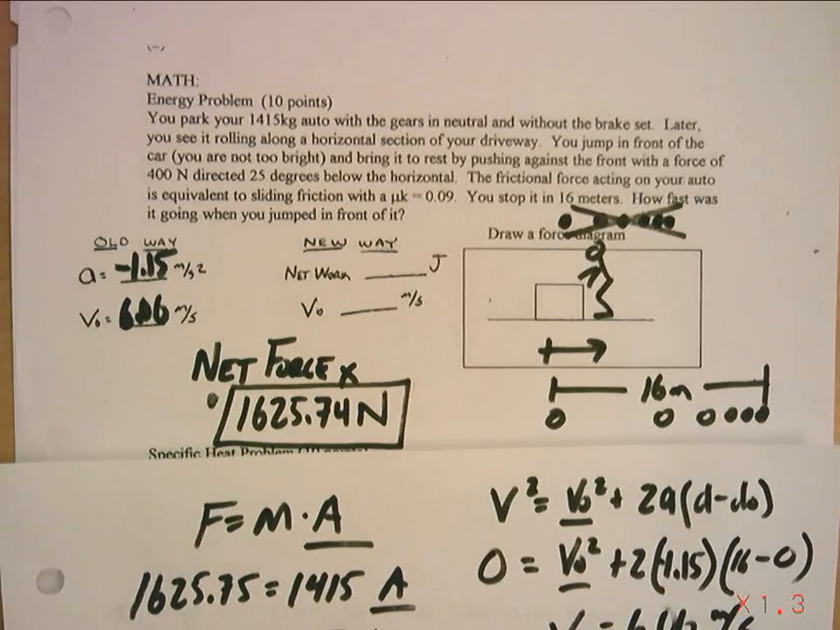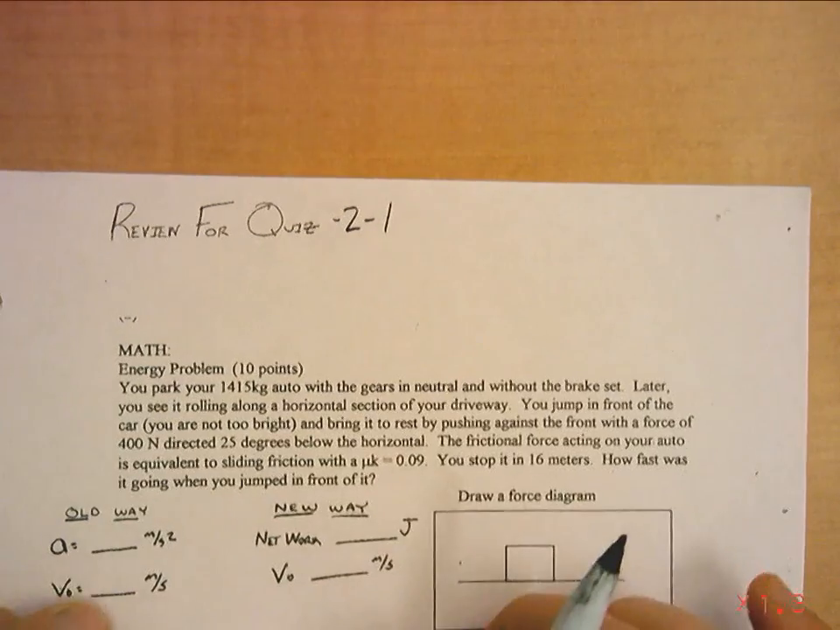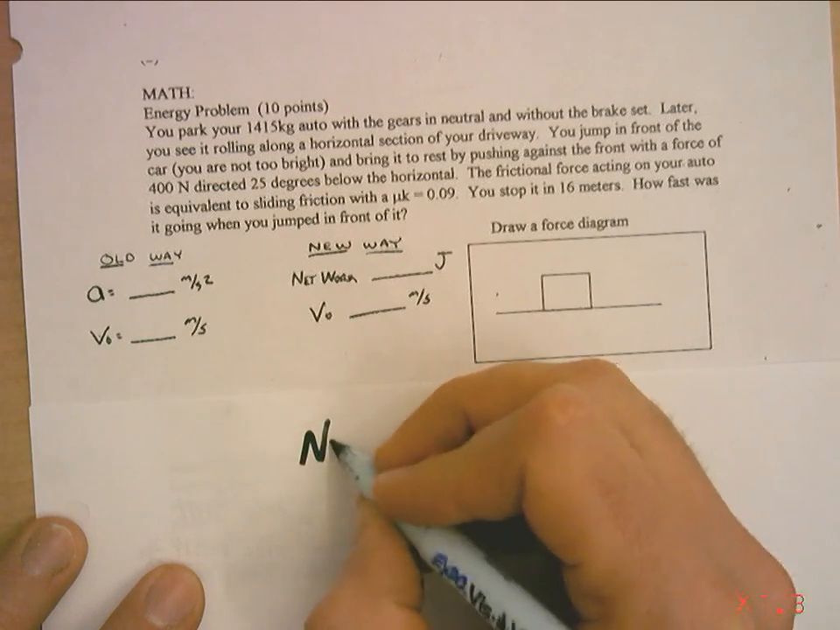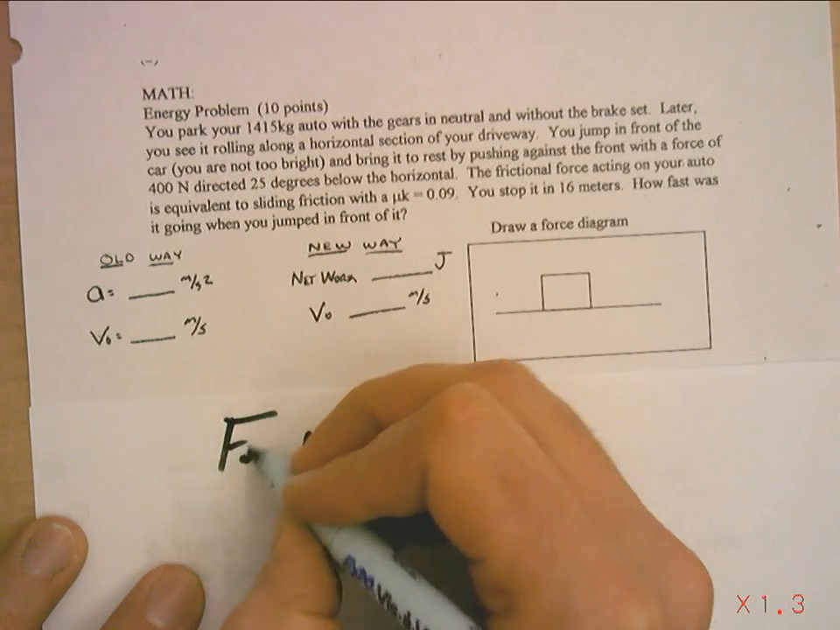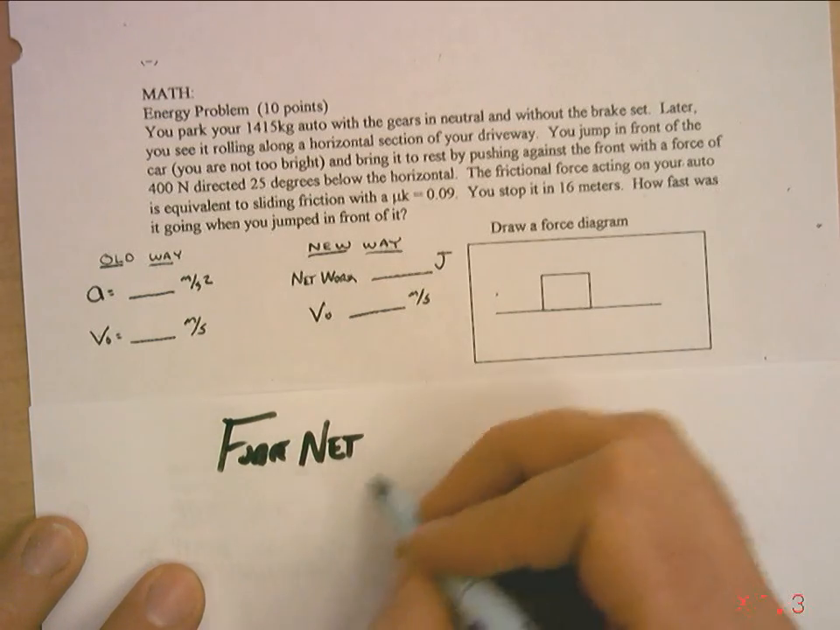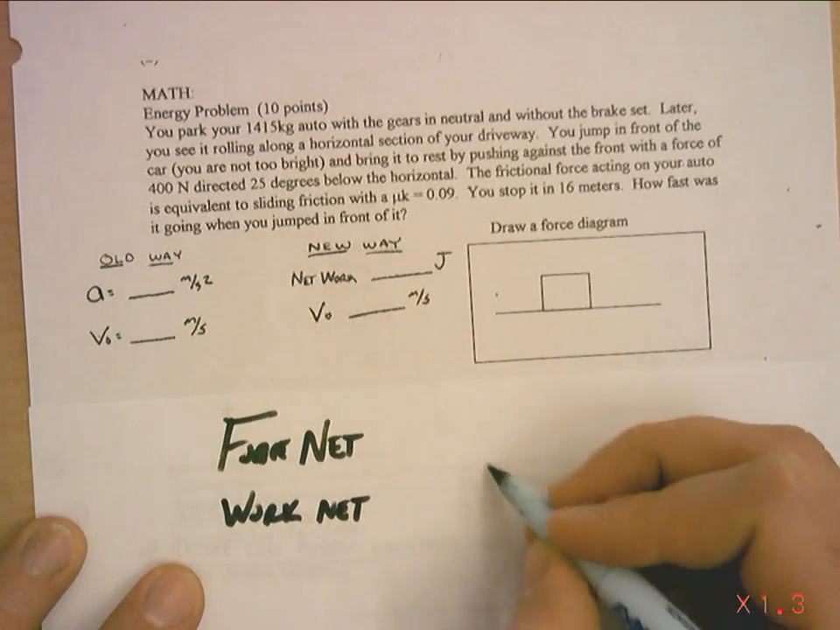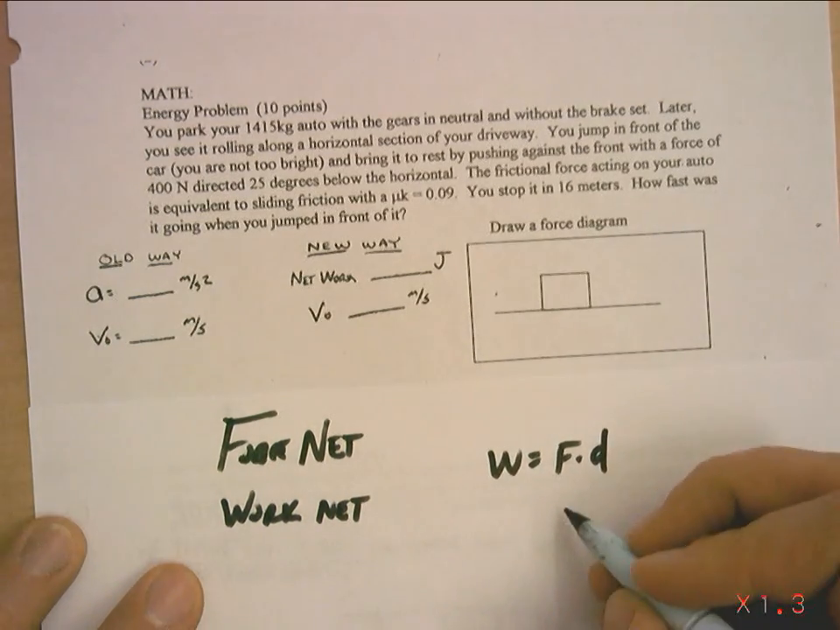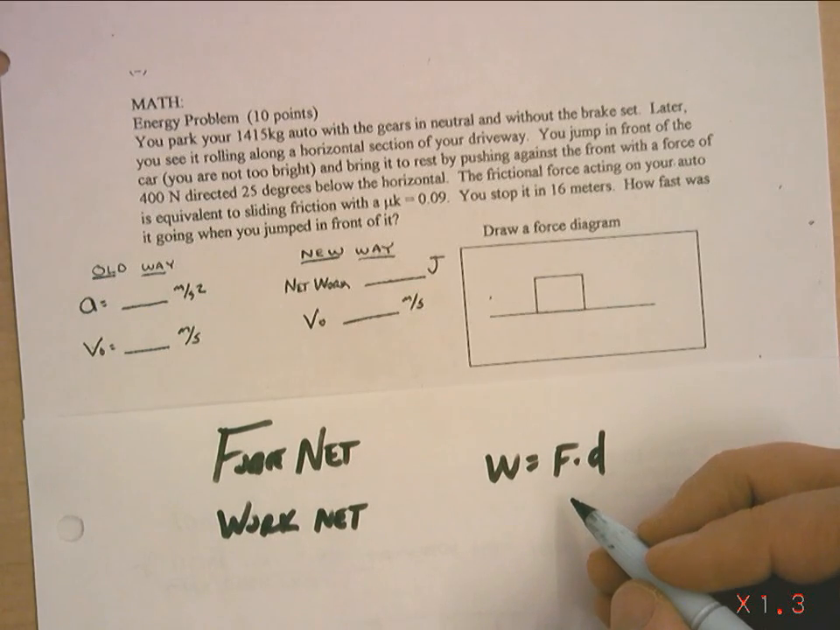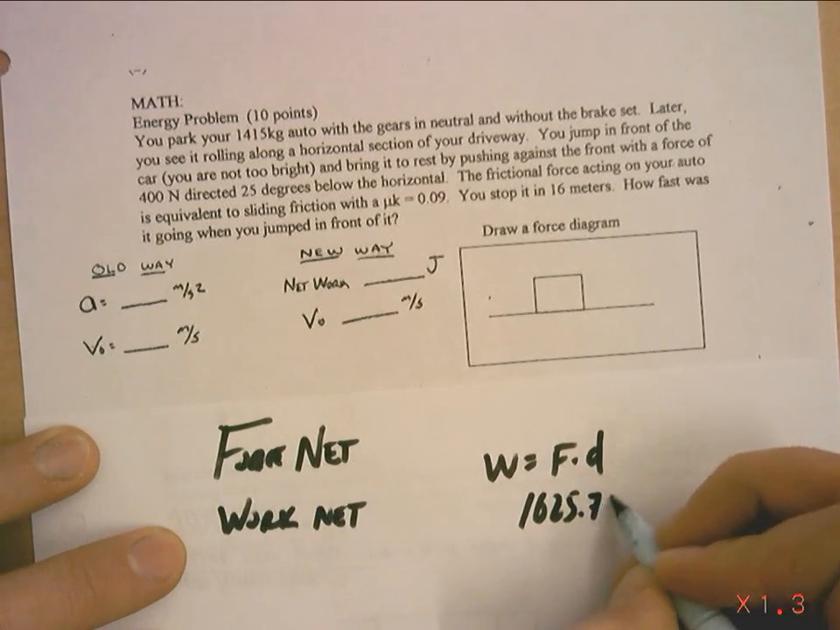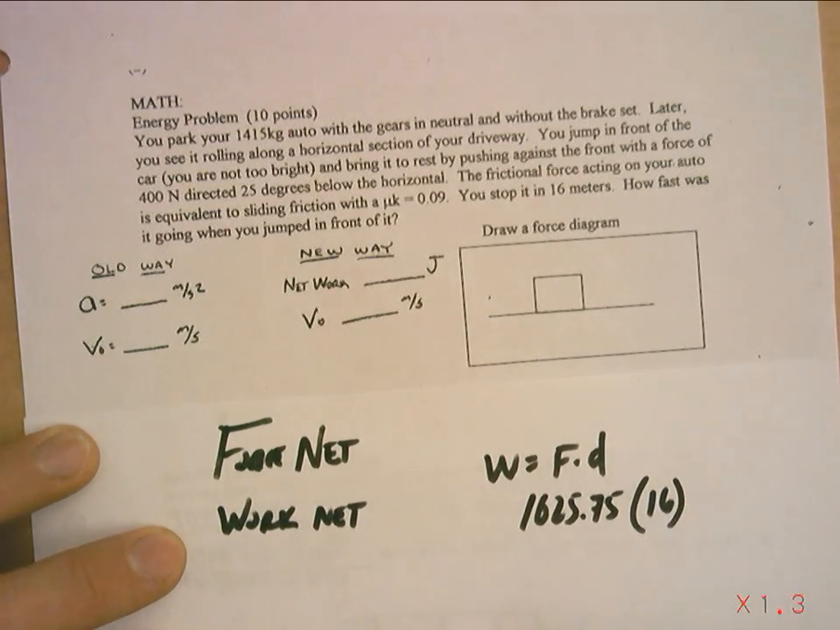Okay, we're going to get 6.06 again, but we're going to do it a different way now. So when we do it the second time, we're going to focus more on this work idea. The idea being that if we have a net force, we can also then get a net work. Work is equal to force times distance. So if we take that net force, which was 1,625.3/4, and we multiply it by 16, we'll get a work.